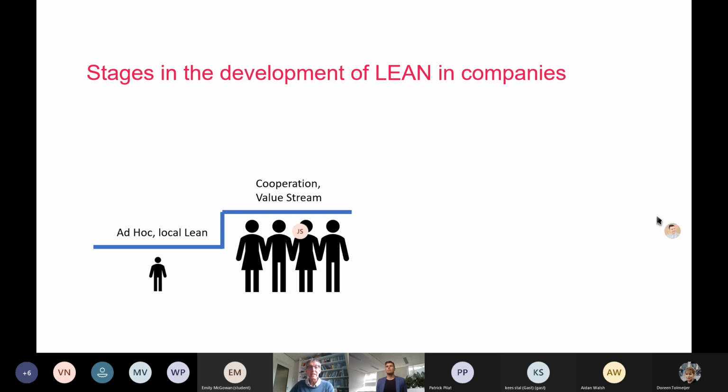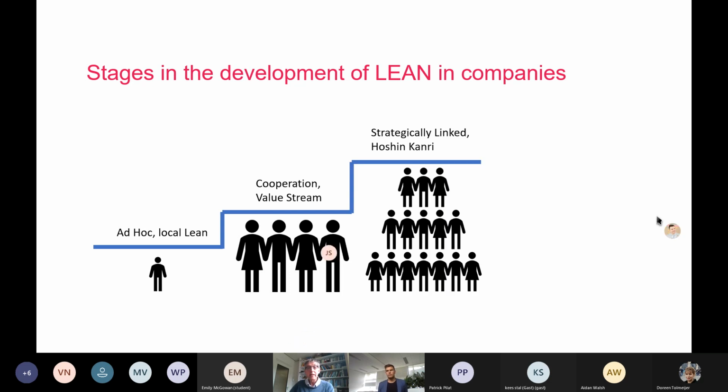But then there is also a ceiling, because then people improve, people are enthusiastic, they improve the value stream. But at a certain moment, the question comes, for what are we doing that? What's the purpose of it? And then Hoshin Kanri, we want to have all the noses of everybody in the same direction. So then the strategical link becomes important.